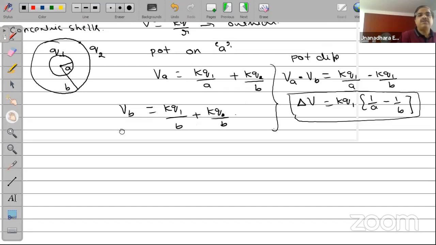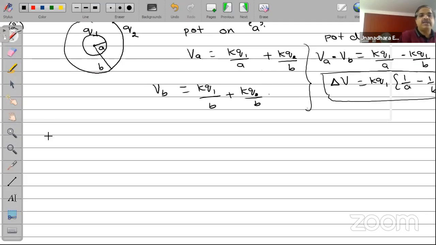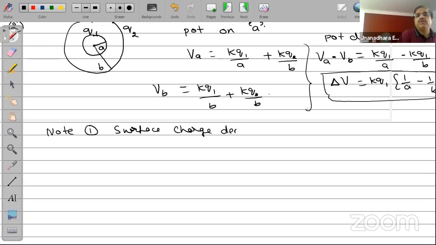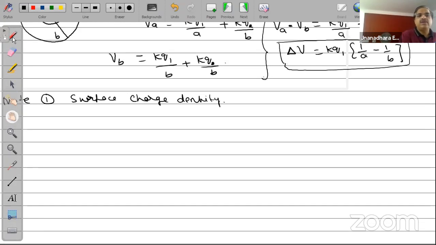Now the same expression can also be written in terms of surface charge density. Okay, the same thing can be expressed in terms of the surface charge density, where the inner one, let us say, has sigma 1, which will be equal to q1 divided by 4 pi a square. Similarly, the outer one has q2 by 4 pi b square. I'll call that sigma 2.